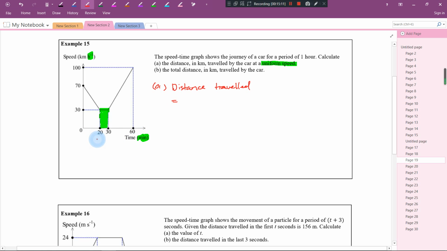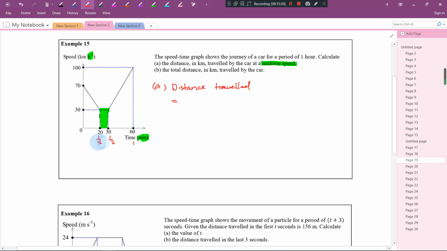So 20 is actually equal to 20 over 60, which is equal to 1 over 3. This is 1 over 3. So 30 minutes is actually equal to half an hour, right? I think I write right underneath the number, easier for you to see. So this is 1 over 3, this is 1 over 2, half an hour, and this is 1. Okay, this all number is in hours. So distance travel will be equal to this part, which is 1 over 2 minus 1 over 3.